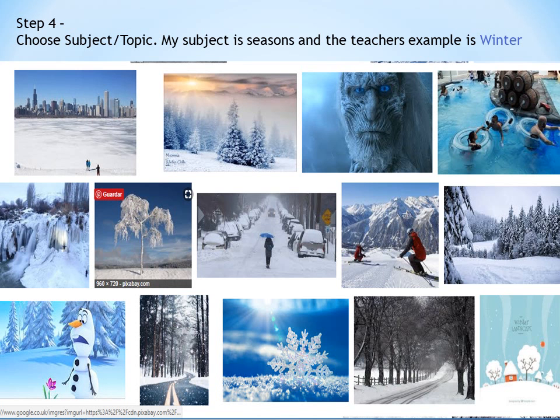The next step is to choose a subject and a topic. For the purpose of my activity, we're sticking with haiku's traditional subject, which is nature, and we're going to do the 4 seasons with my particular example based on winter. Although haiku can be any subject.